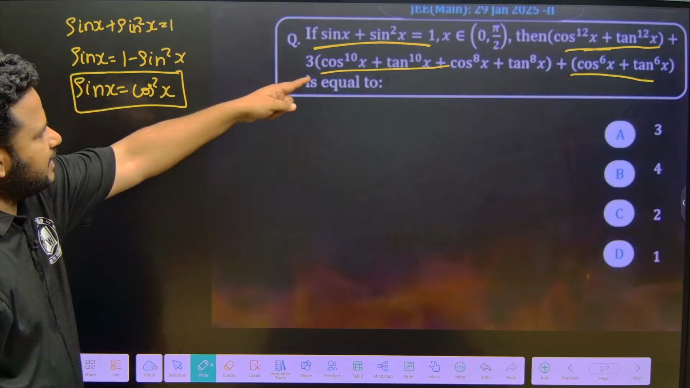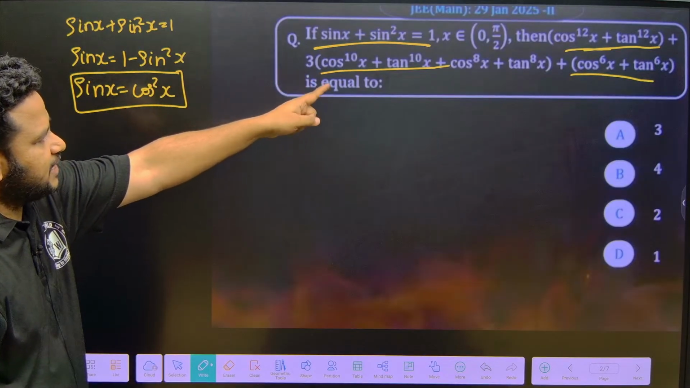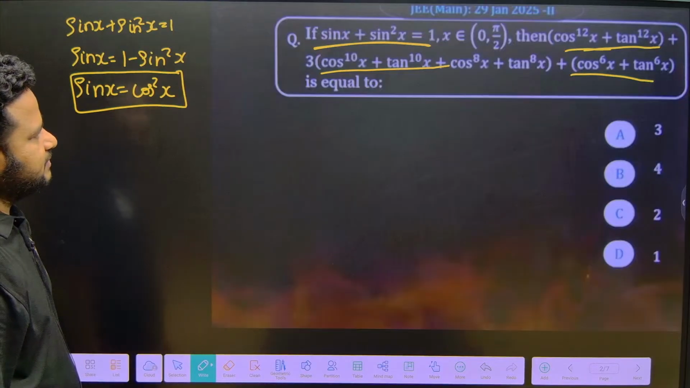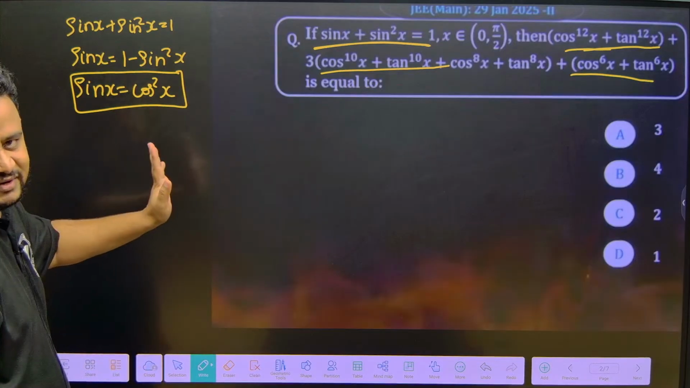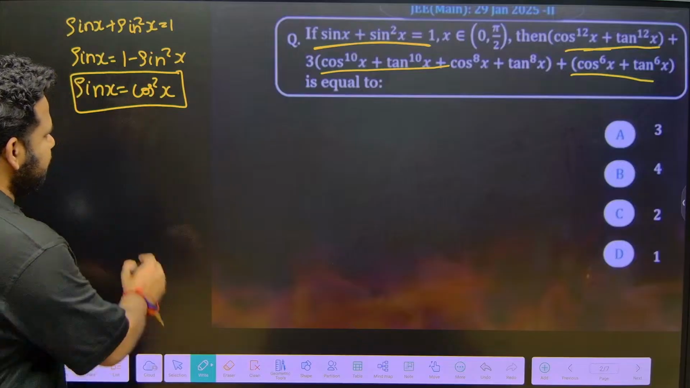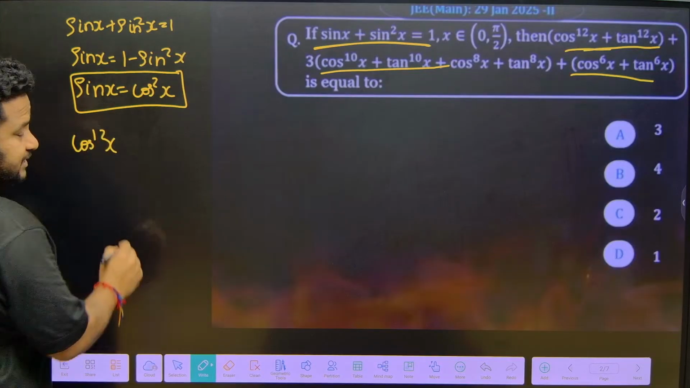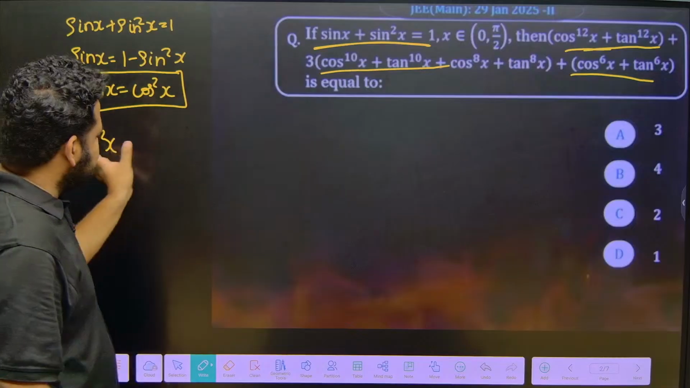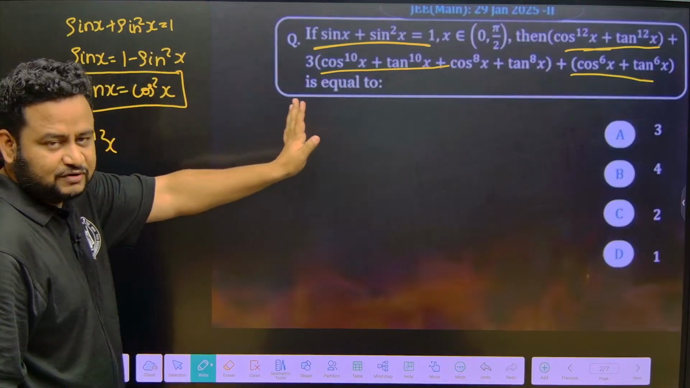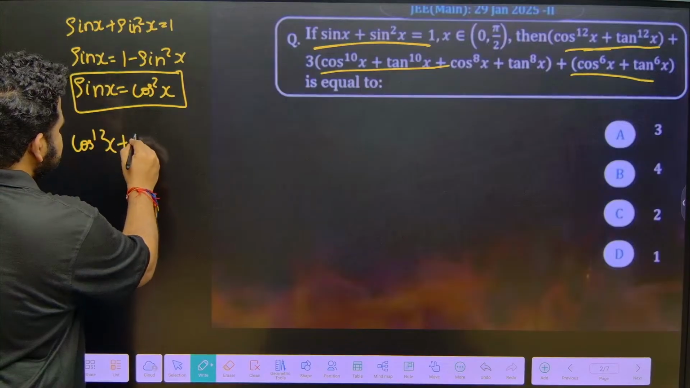So, now I will write down that cos power 12x plus tan power 12x. That is what is given, right? So, first let me write down whatever is given. See, in the exam, no need to write down whatever is given. You can directly start solving. I am writing it here for your convenience. Cos power 12x plus tan power 12x.